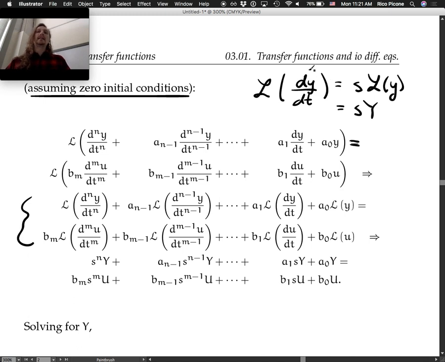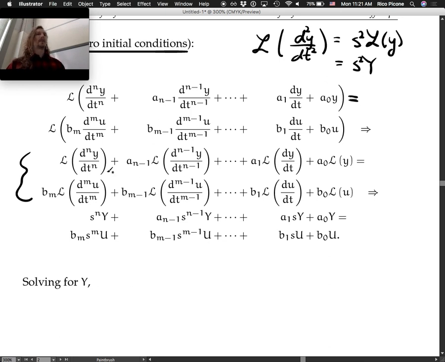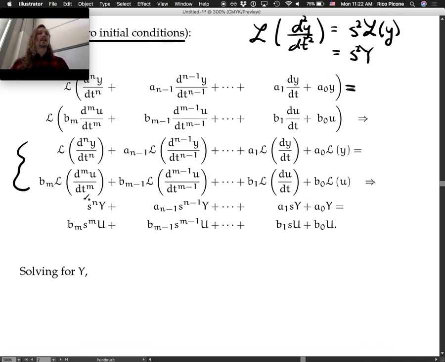So if we had a second time derivative of y with respect to t, then we would get an s squared. A third time derivative, we would get an s cubed, etc. Extrapolating that to n derivatives of y and m derivatives of u, the left-hand side turns into s to the n Y plus, its coefficient is still there, a_{n-1} s to the n minus 1 Y, plus all the way down to a0 Y.